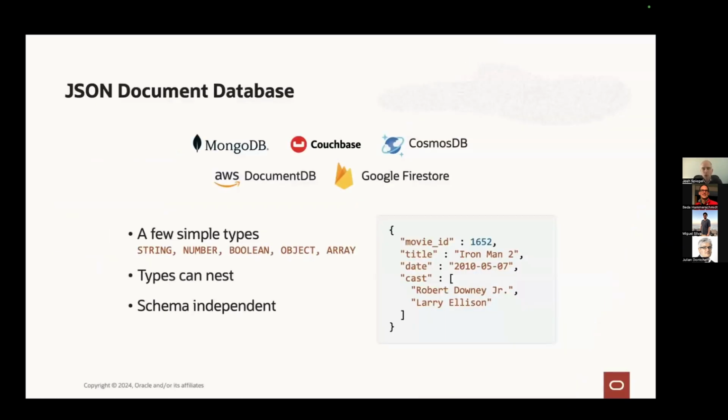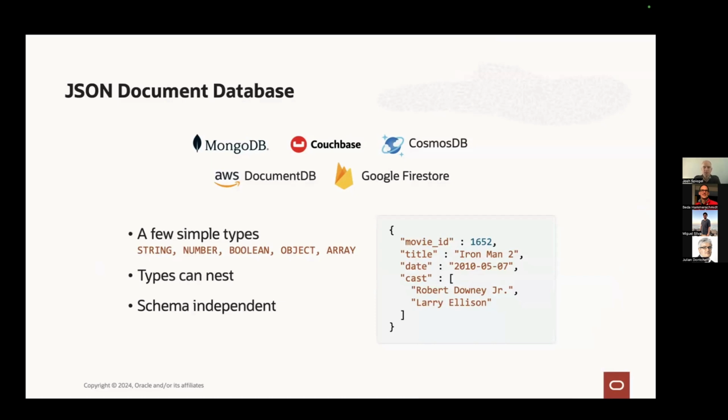So a document store is a type of NoSQL database. In fact, it's the most popular type of NoSQL database. One very notable example in this category is MongoDB. These databases store JSON or something like it.